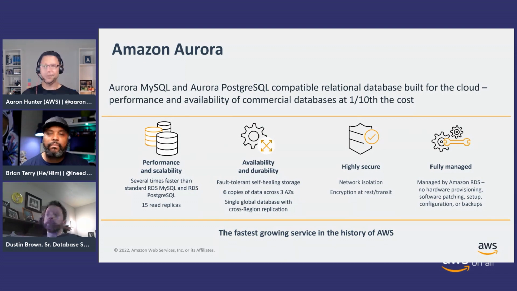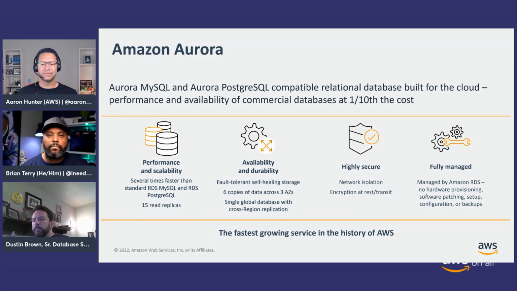And one of the things you're going to do when you're testing for Aurora is build upon the features that are there and have them work for you. Aurora MySQL and Aurora Postgres compatible relational databases are built for the cloud. They offer the performance and availability of commercial databases, and can offer you an opportunity to have 1/10 of the cost of traditional databases. How we can achieve that is something we're going to talk about.